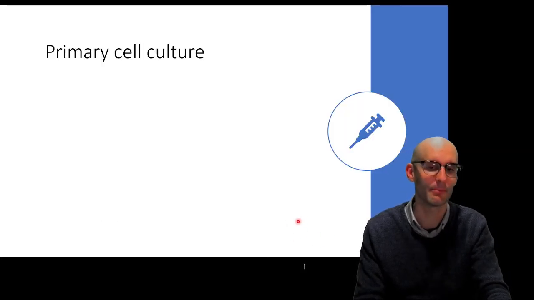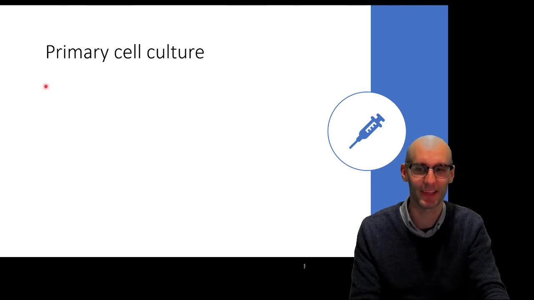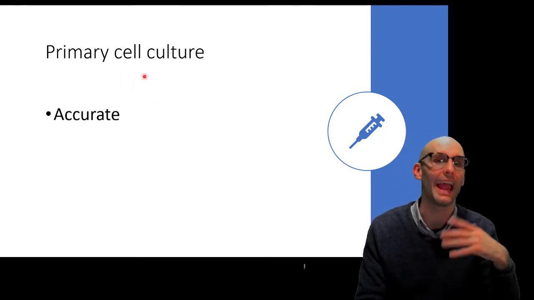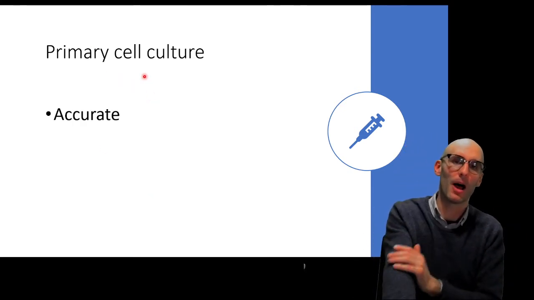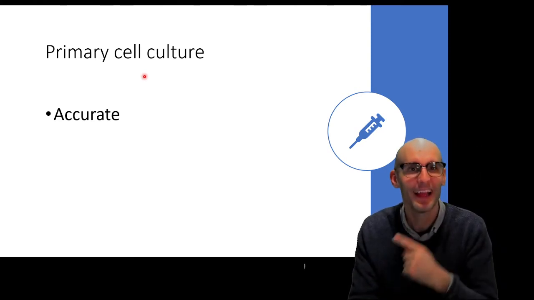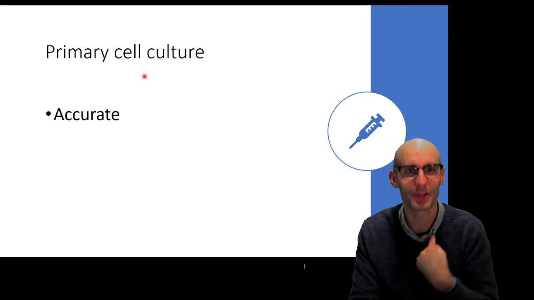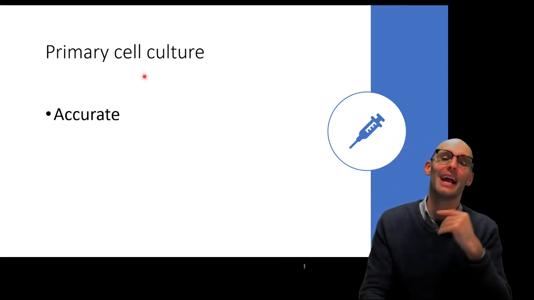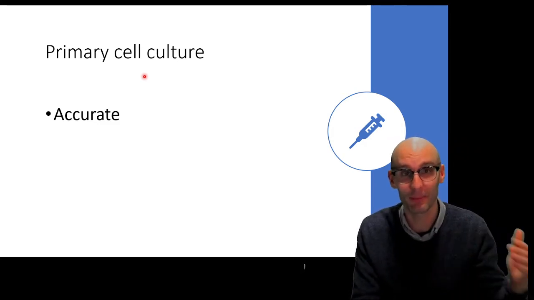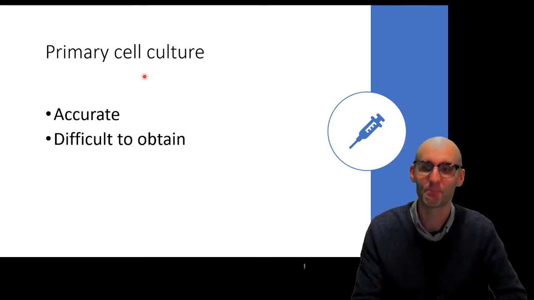So let me run down some benefits, a cost-benefit analysis of these. Primary cell cultures are accurate, right? If I take my neutrophils out of my blood, they are very accurate representations of my neutrophils because they are neutrophils, right? So it's an incredibly accurate model to replicate the cell type that you're interested in.